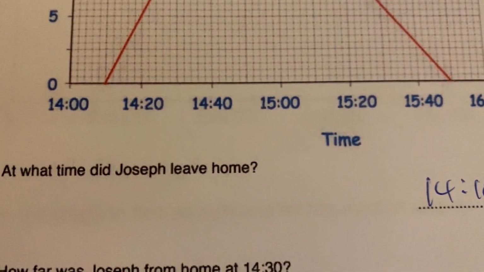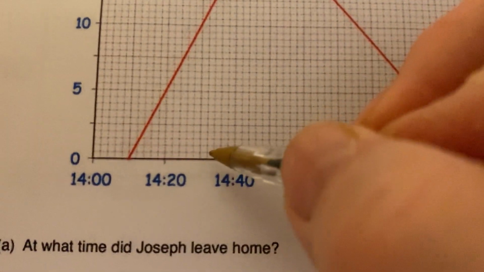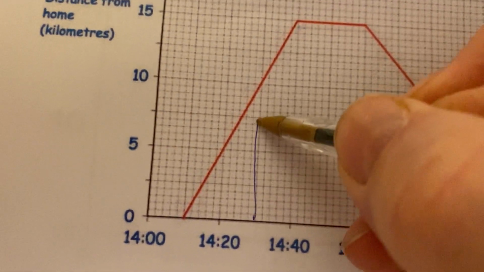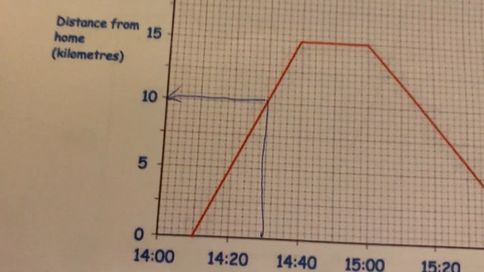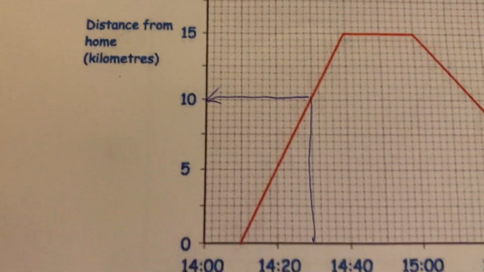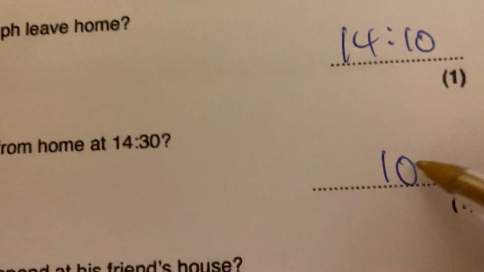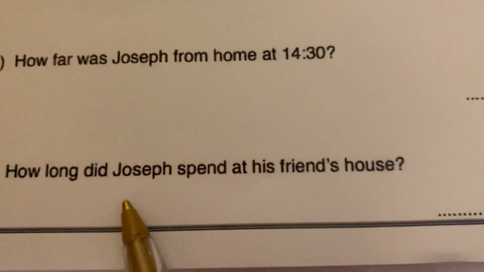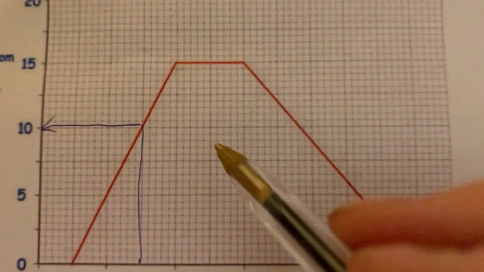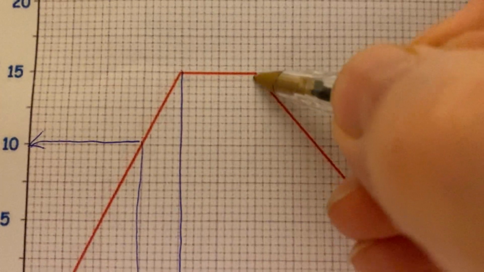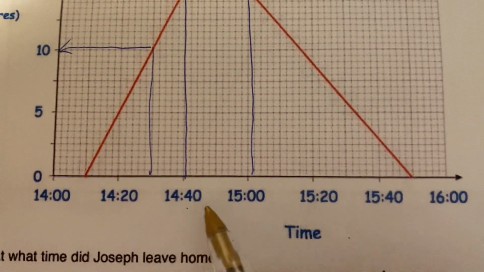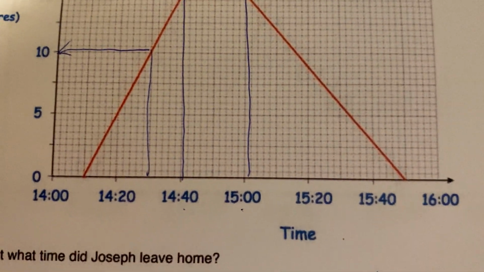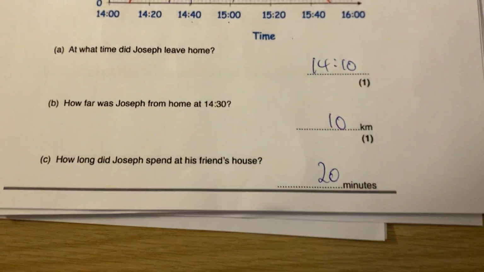Well, look at this, 14:20, halfway, so it must be 14:10, 10 past 2. How far was Joseph at 10:30? Okay, so 10:30, let's go all the way up, and then across. You can see he was 10 kilometres from home. How long did Joseph spend in his friend's house? Right, so he went from that point to that point there. So from 440 to 500, that's 20 minutes. That's how long he spent there.